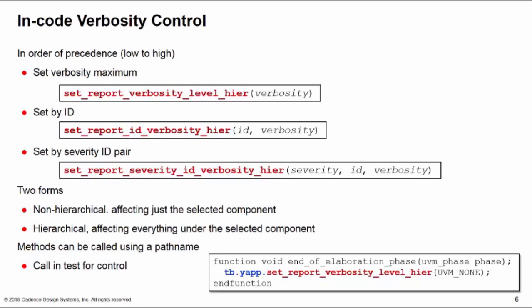So here in my end of elaboration phase, I'm constructing a path name down through presumably the test bench into the YAP UVC, and I'm setting the verbosity level of the YAP and everything below it to UVM_NONE. So again, good tip. Put this code control in your test classes. You can then control them, enable or disable them by swapping out different tests.